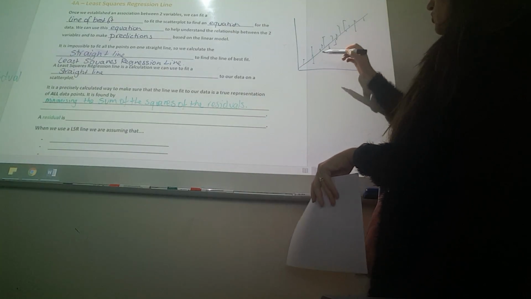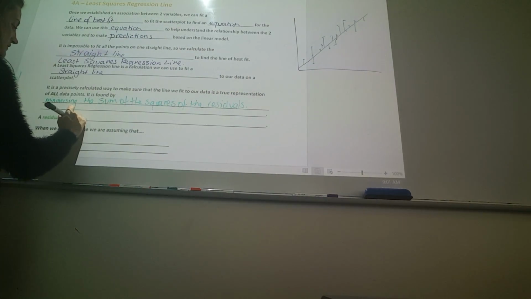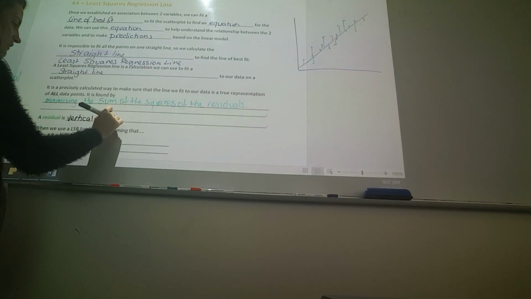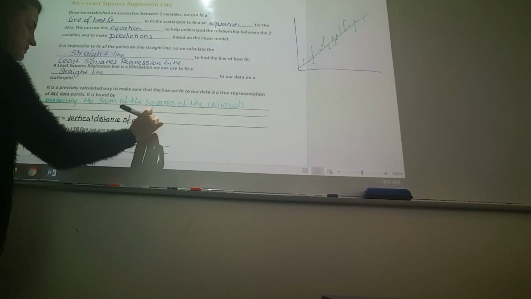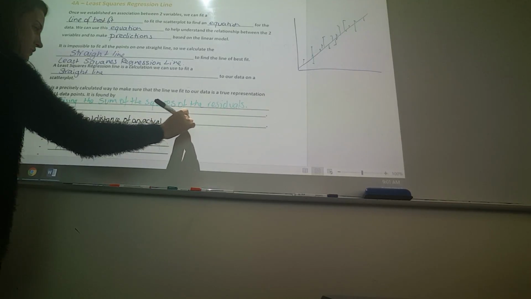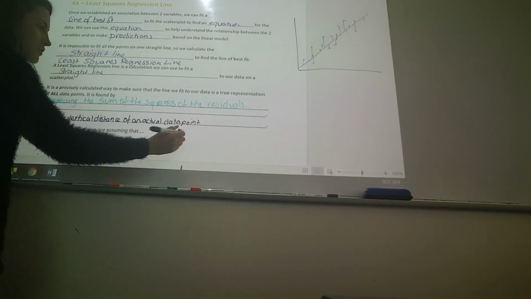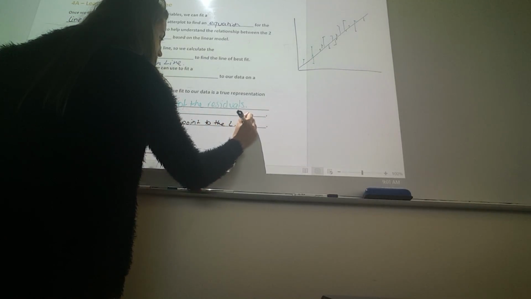So then the residual, which we're just talking about here, these green lines, is the vertical distance of an actual data point to the least squares regression line.